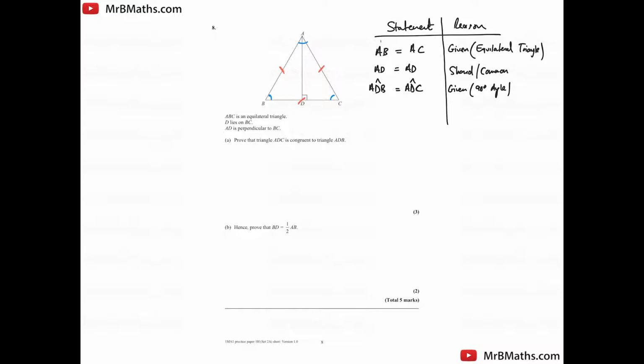So if I look at these three here, I've said that this side is the same as this side. Okay, so I've got the side. I've then said that AD equals AD, so they share this centerpiece. So that's again another side. And last, I've got this angle here is shared with this angle here. So that's an angle.